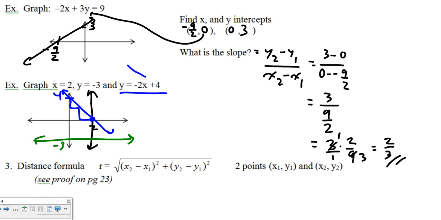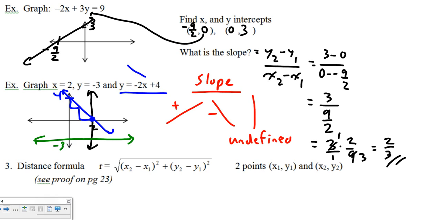A couple other comments on slopes, just since we're talking about them. The slope is positive if it rises to the right. It's negative if it rises to the left. It's undefined if it goes up and down. And it's 0 if it's horizontal.